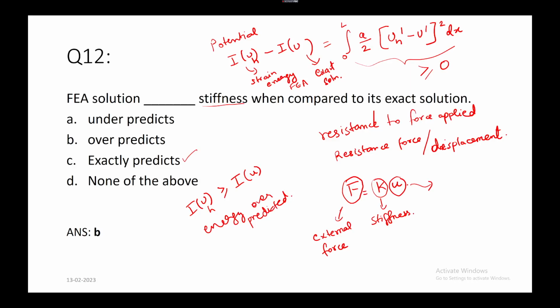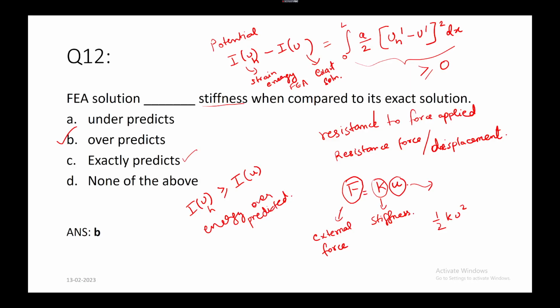So if you would have taken this same thing, half k u square you can say is the energy. So what is the answer? Energy is over predicted. So stiffness, is it over predicted or under predicted? Over predicted, sir. Yes, over predicted. So the answer is B.